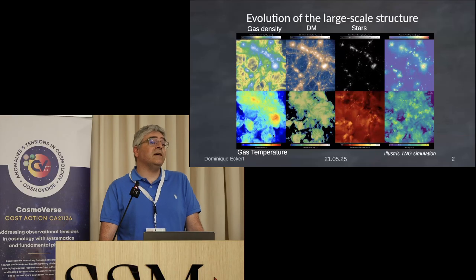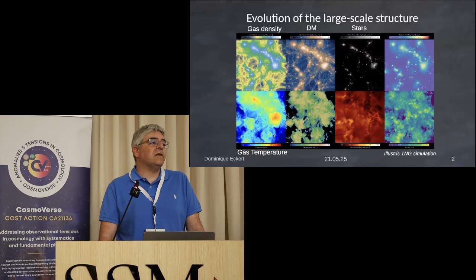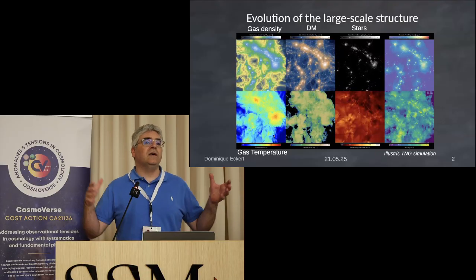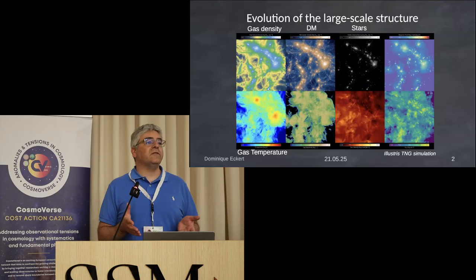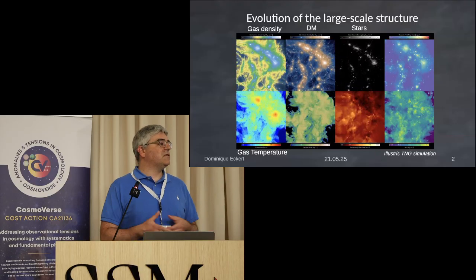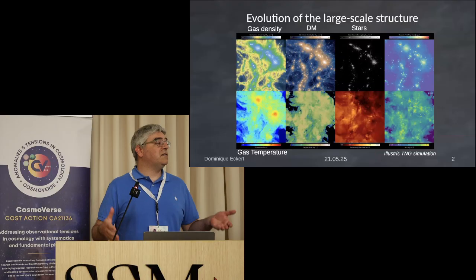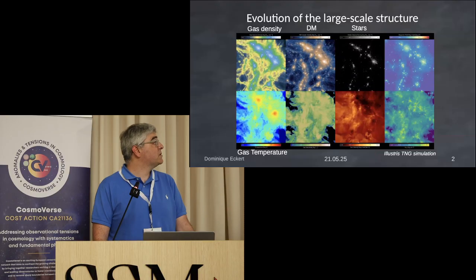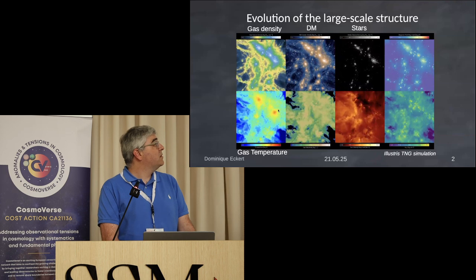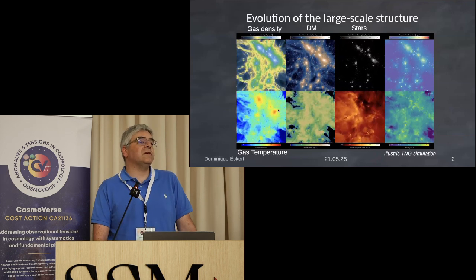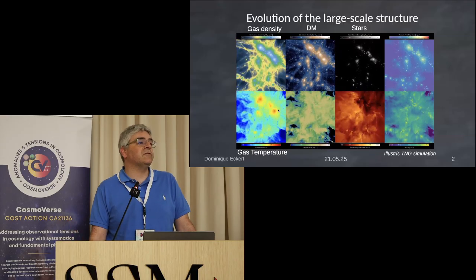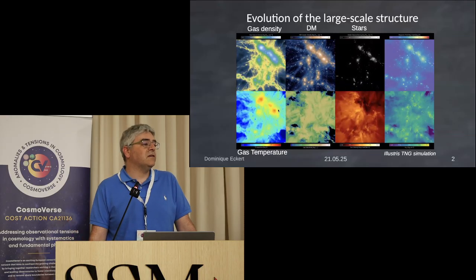Another panel that you can focus on is this one here, and this is the gas temperature. Generally speaking, when structures form, the potential well gets stronger and stronger. And when that happens, the gas that is embedded within this large-scale structure gets heated up to higher and higher temperatures, until you get to these red regions here, which are the central regions of clusters where the gas reaches temperatures of 10 to the 7 to 10 to the 8 Kelvin.